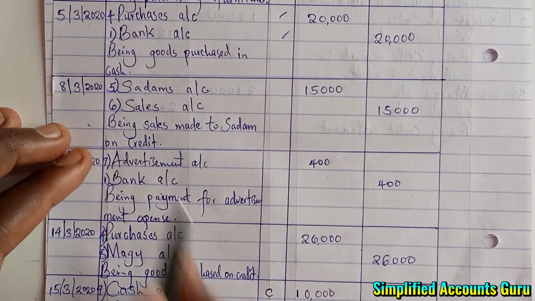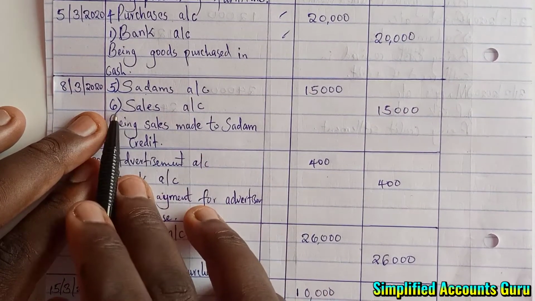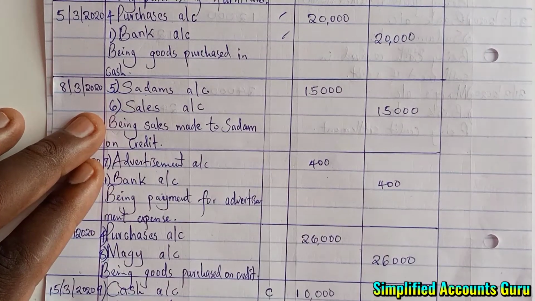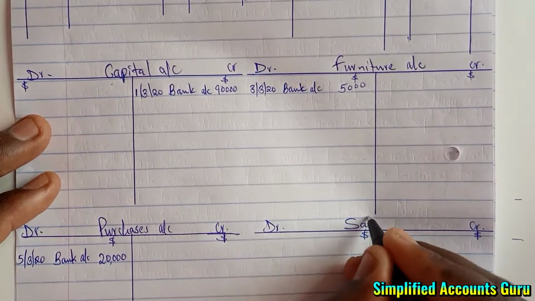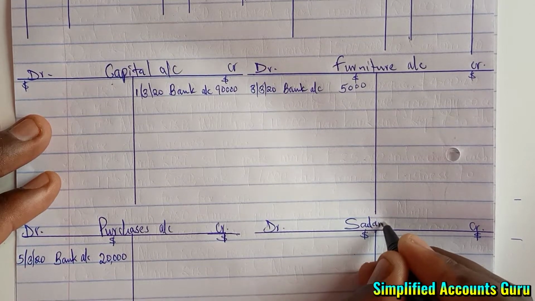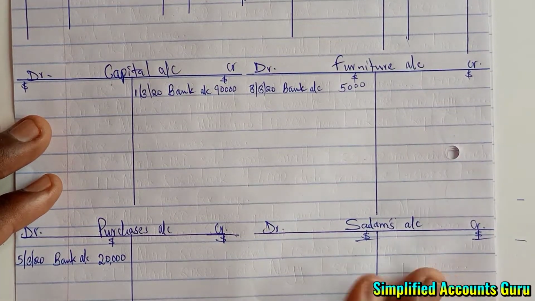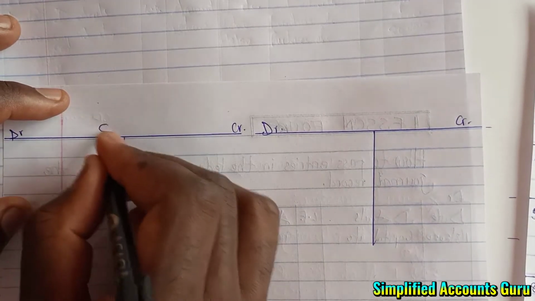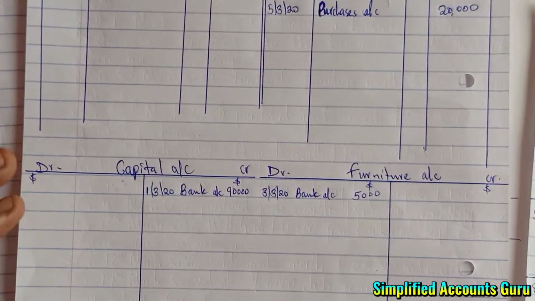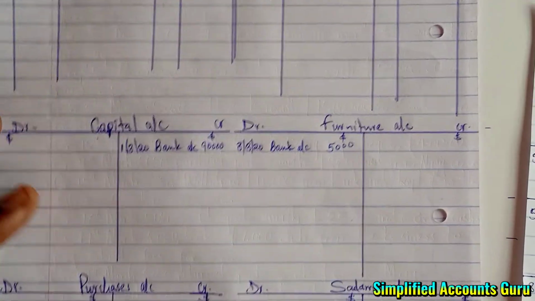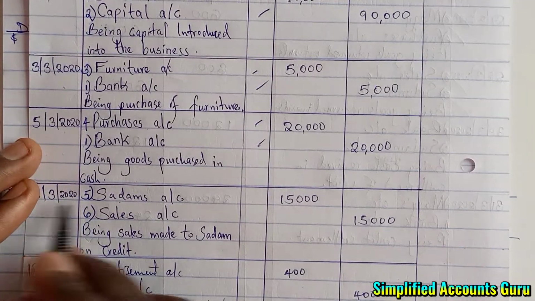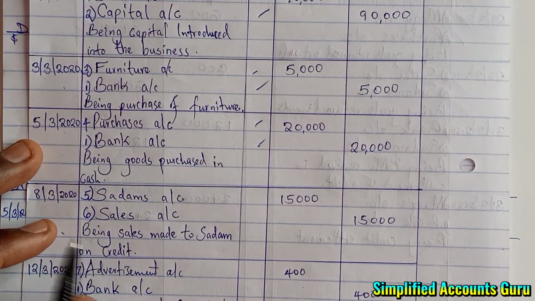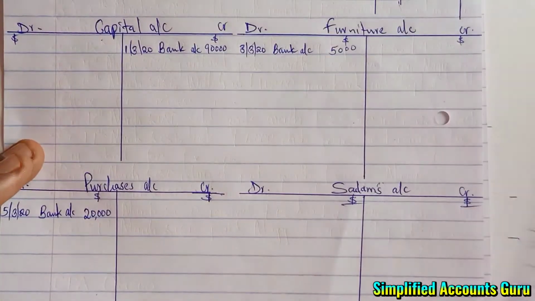On 8th March, we have Saddam's account and we have sales account. We can put this one to be Saddam's account. We can have another account here. Here we have sales account. Now it is Saddam's account against the sales account. Saddam is to be debited while sales account is to be credited.